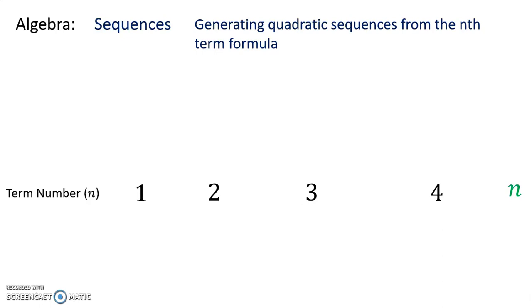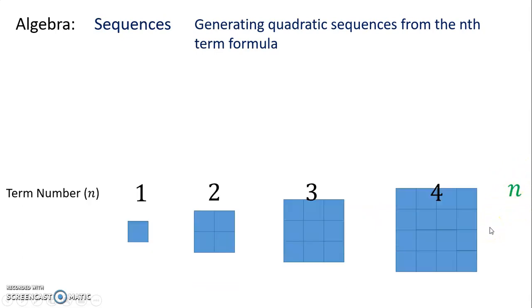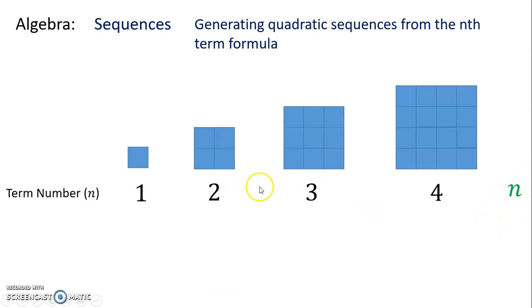So here we've got the term number on the screen in front of us, just like we did for arithmetic sequences, and then n is our general term number. And here, quadratic sequences are all going to be based on the square numbers. So across the top, I've got a visual representation of the terms, and the terms themselves are going to be the number of squares that I've got in each case. So term number 1 is just going to be 1.